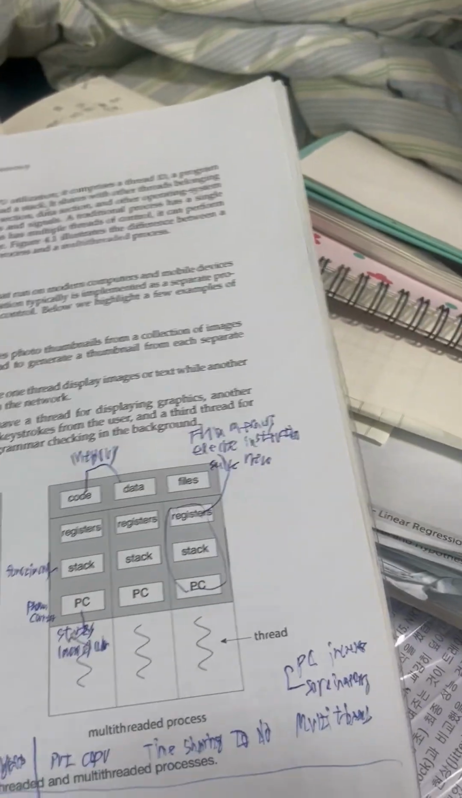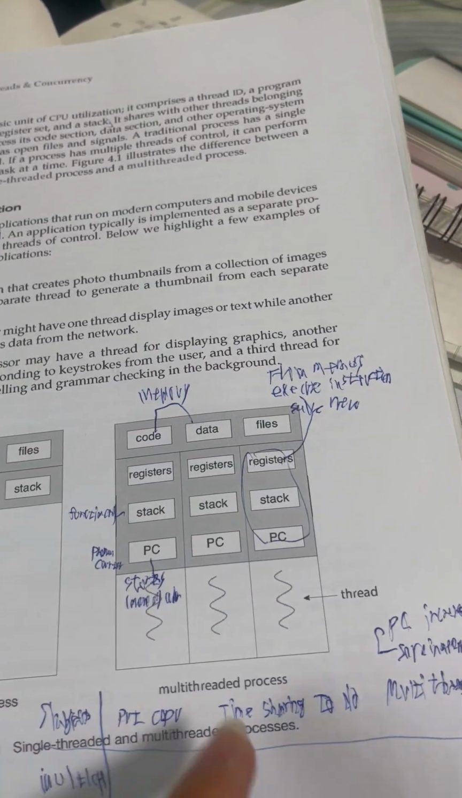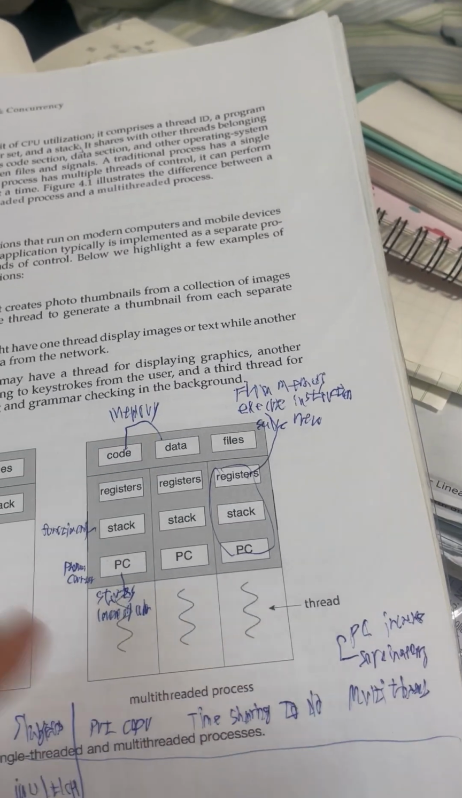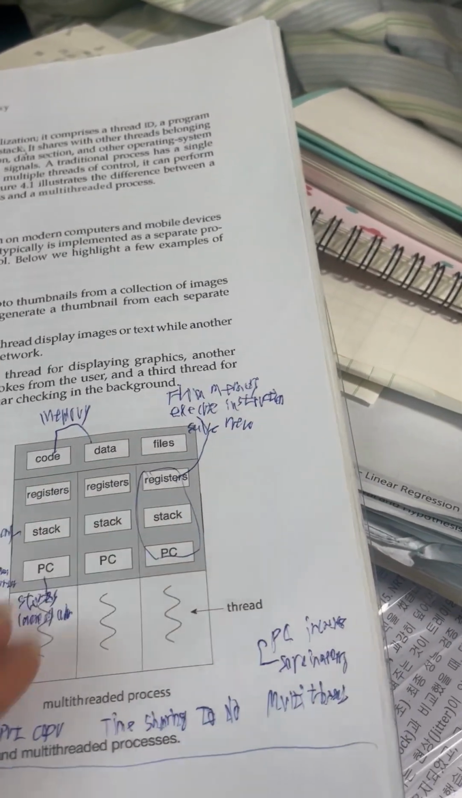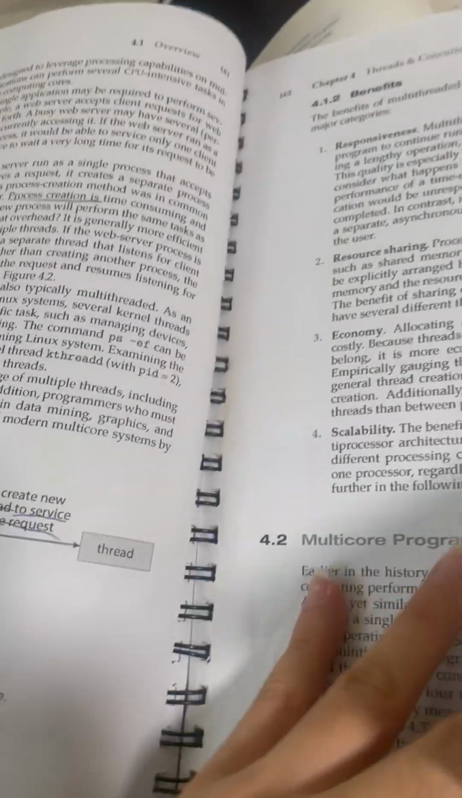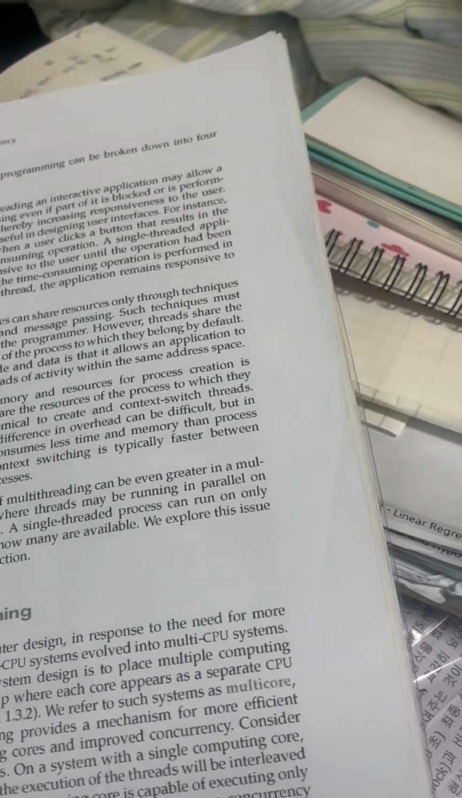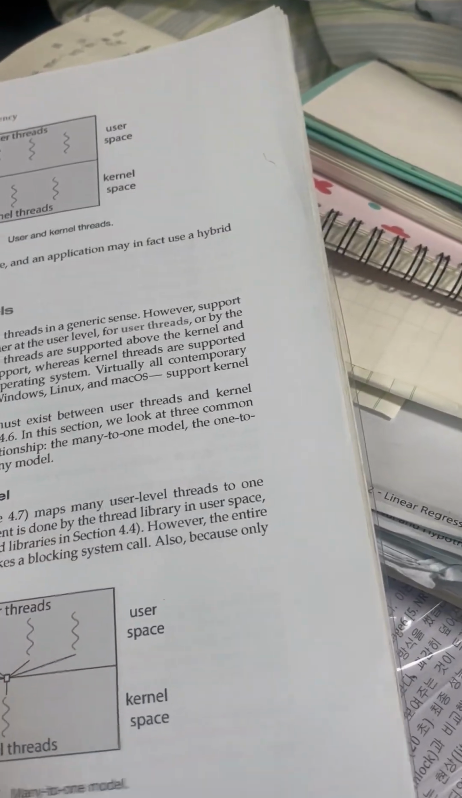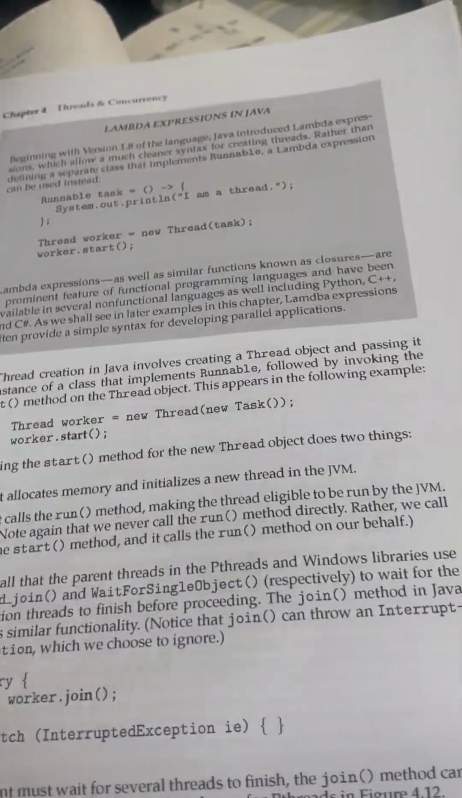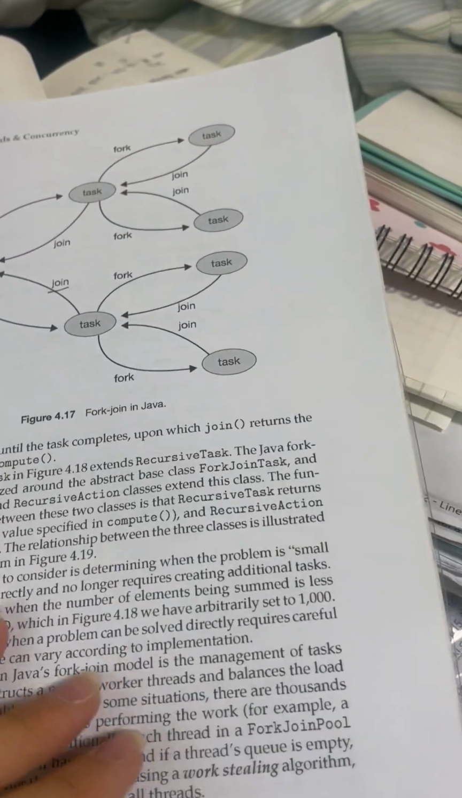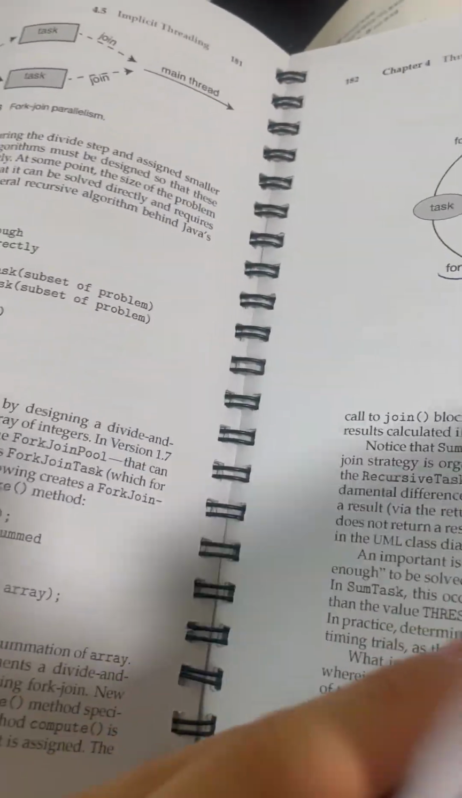Thread and concurrency. This is most important. Single-thread process and multi-thread process. If you see, code, data, and files are shared, and each thread has its own registers, stack, and program counter. Obviously, super important. And user threads and kernel threads, how they map to each other, is also an important topic. There's the thread pool, and fork-join parallelism.